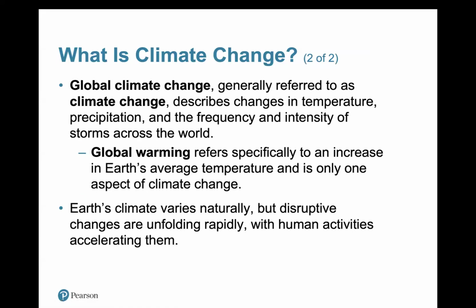Okay, so global climate change refers to the change in climate and the frequency and intensity of storms across the whole world. When we're saying global, we're talking about the whole world. And global warming refers to an increase in average temperature and is only one aspect of climate change. So Earth's climate varies naturally, but disruptive changes are unfolding rapidly and human activities are accelerating them big time.